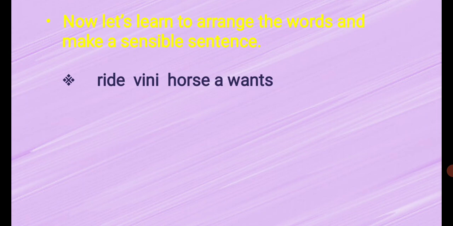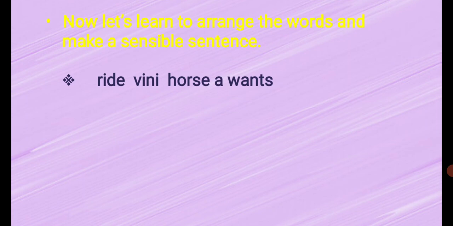Now just think about it. Which is the action part, the active part of the sentence? What is the noun which is active in the sentence? Horse or Winnie? Obviously Winnie. So Winnie will be the first word of the sentence. Then what is the action word? Wants. Winnie wants. What does Winnie want? To ride. What does Winnie want to ride? A horse.